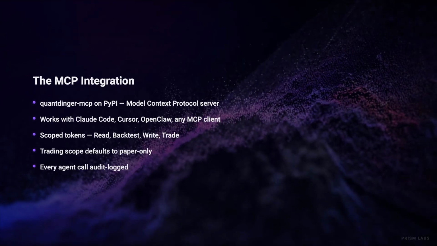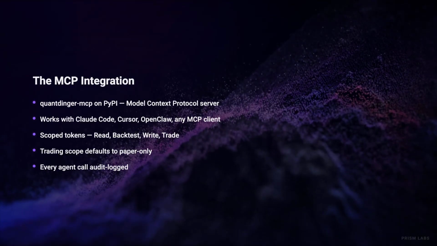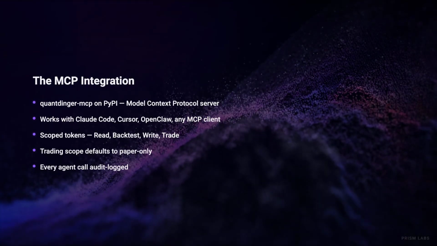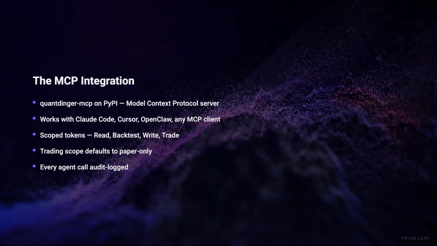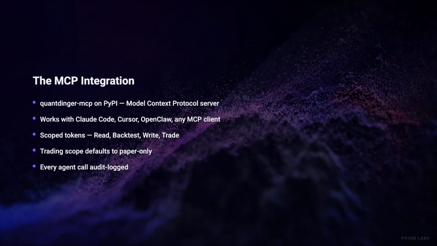Tokens are scoped: read, backtest, write, trade. So you can hand an agent a backtest-only token, and it physically cannot place an order. Every agent call is audit logged. Trading tokens default to paper only. The agent has to be explicitly issued a live trade token.